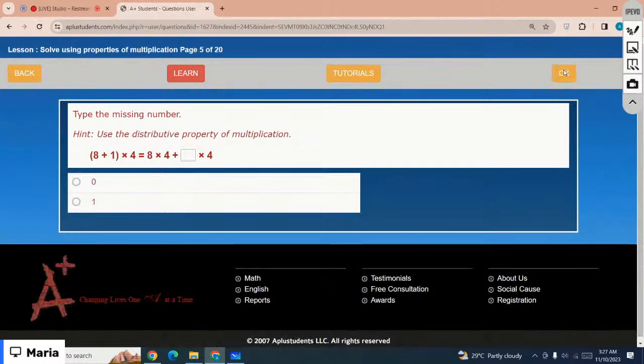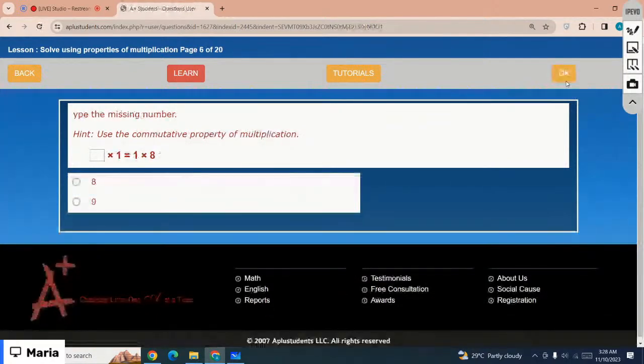Okay, the next one is 8 plus, use the distributive property of multiplication. So we just learned the distributive property. 8 plus 1 times 4. So which number is missing? 8 times 4 plus 1 times 4. Yes, very good. 1 is missing. 1 times 4. Because you have to multiply 4 with 8 and 4 with 1. So 1 is missing. The correct option is 1.